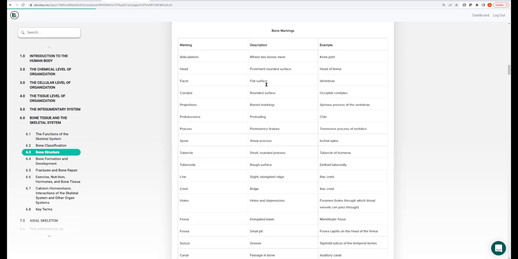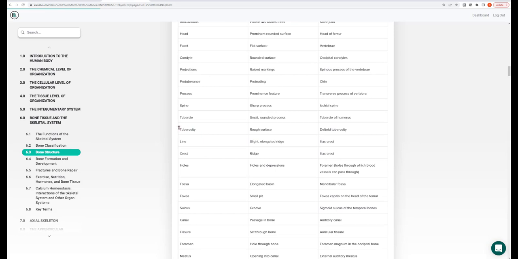Other of these bone markings are really important. For example, a tuberosity is a rough surface. It's a rough surface on a bone where tendons attach. Recall that tendons attach to bones, or muscles attach to bones through tendons. So we're going to see a number of tuberosities where the tendons attach to the bone.